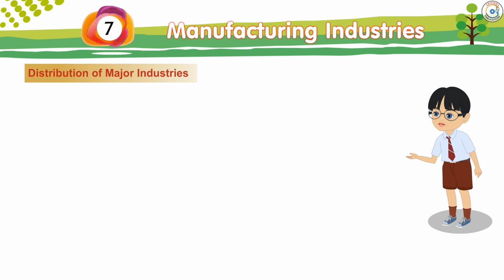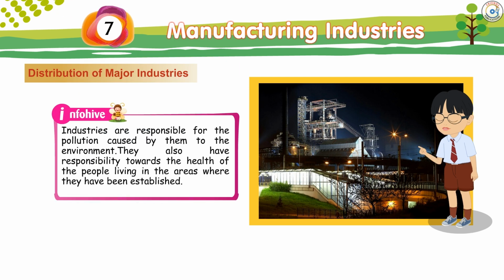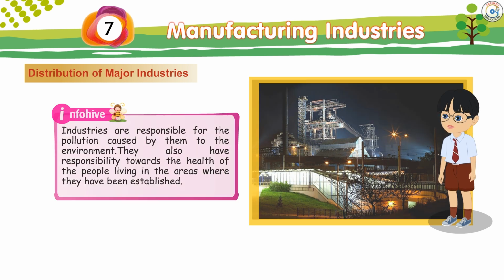Distribution of major industries. In the light of generalized knowledge, locational aspects of some important industries need to be understood. Some of the world's major industries are the iron and steel industry, the textile industry, and the information technology industry. Let us study about them one by one. InfoHive. Industries are responsible for the pollution caused by them to the environment. They also have responsibility towards the health of the people living in the areas where they have been established.